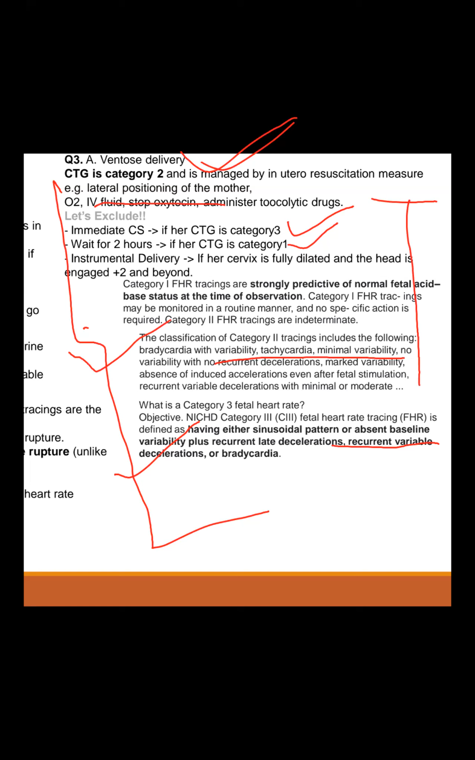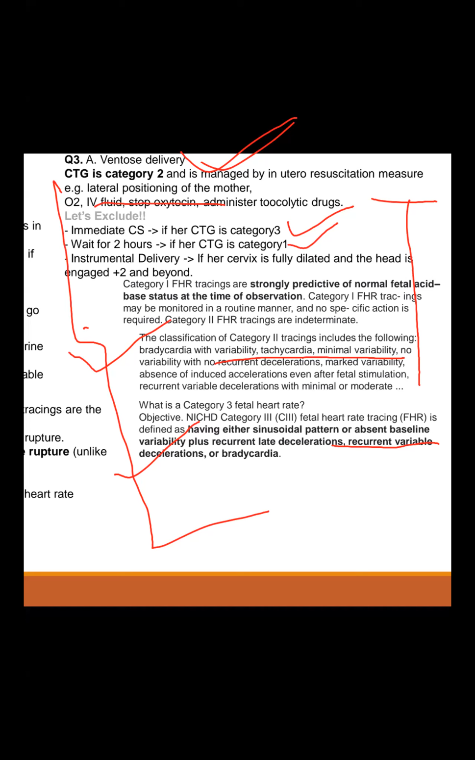In CTG category 1, we can wait. Dr. Sabas's case, ma'am, why can't we wait? We can wait, but I said here there is a history of previous cesarean section, so I can't wait. It will increase contractions and cause uterine rupture because there is a history of a scar previously. But if there is nothing, CTG category 1, normal fetal heart rate, normal contraction, cervical dilatation, then we have to wait till 2 hours.